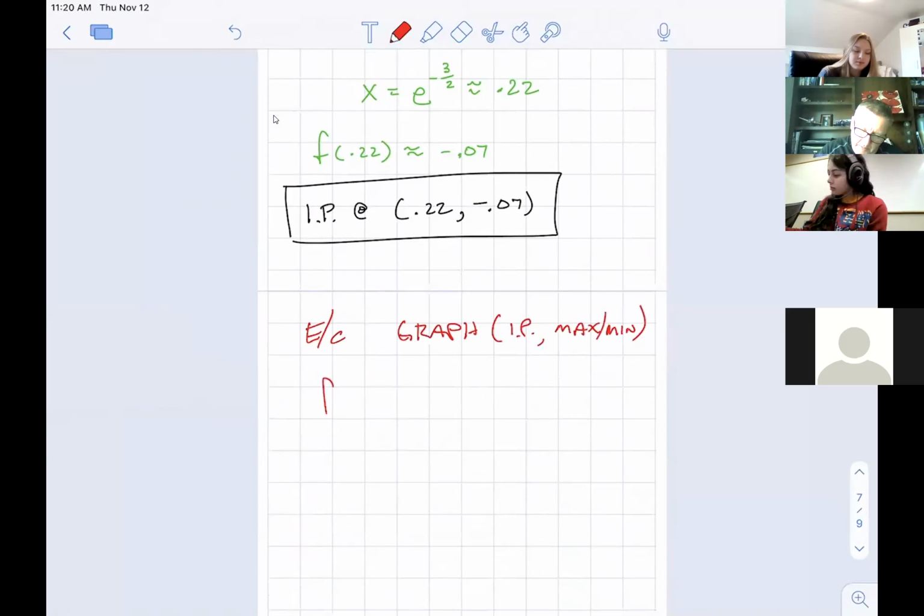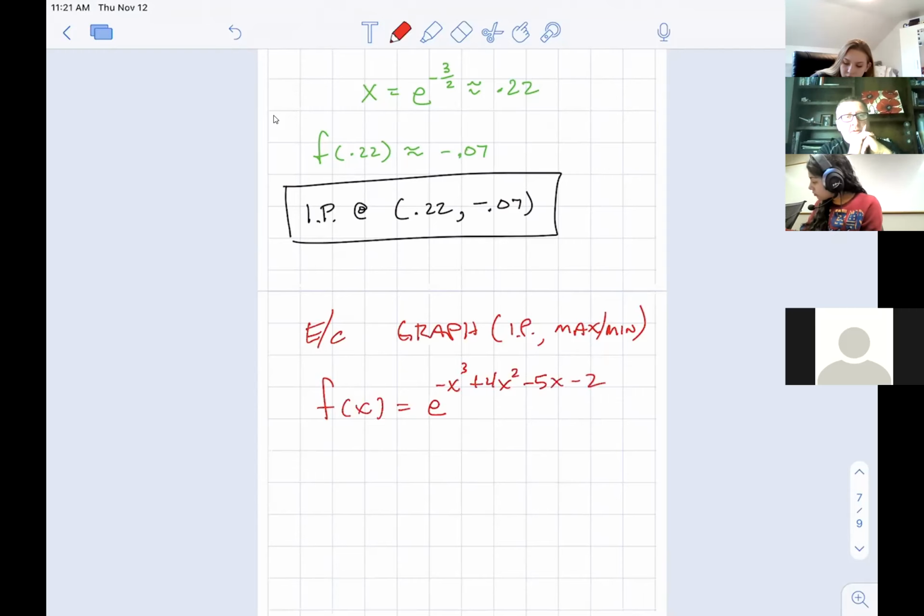What if it wasn't e to the x, but what if it was e to the negative x cubed plus 4x squared minus 5x minus 2? So it's e to junk. Do you see chain rule? Derivative of e to the junk is e to the junk times the derivative of the junk. This is kind of a neat one. And of course, you should look at this and think, I have no idea what this graph's going to look like.